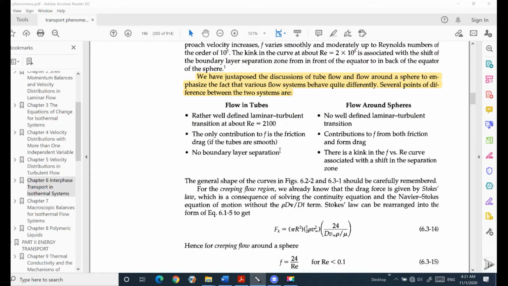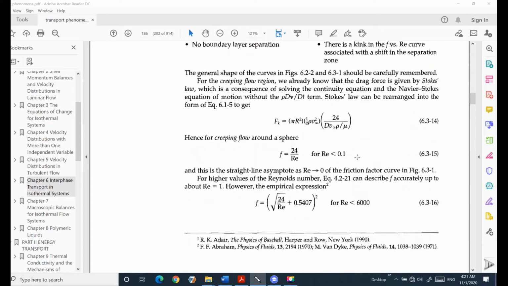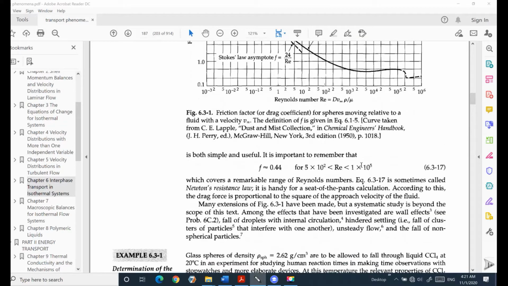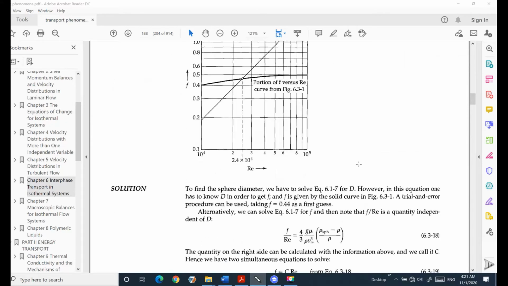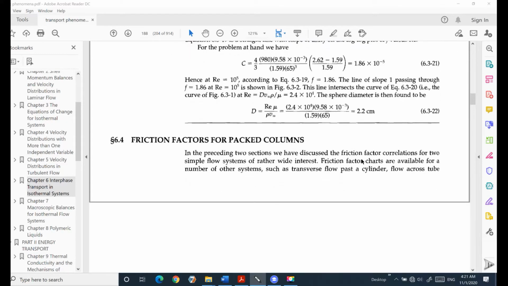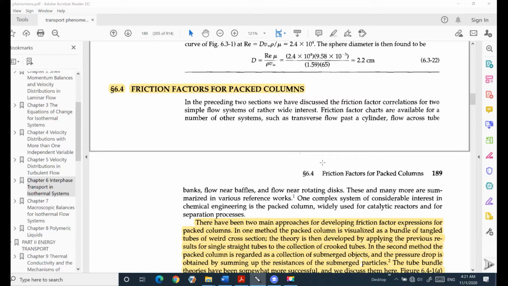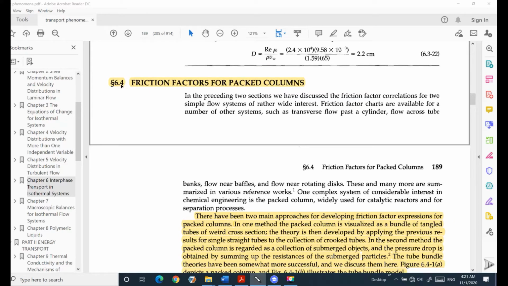So this is the difference between the flow in tubes and flow around submerged objects. We can find the discussion here and so on. If we continue from here, this is the topic of section 6.4, friction factors for packed columns.